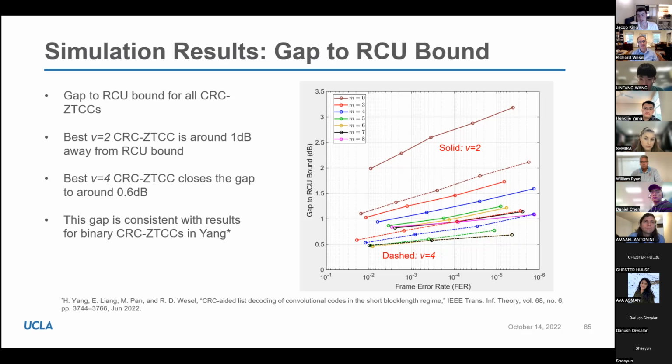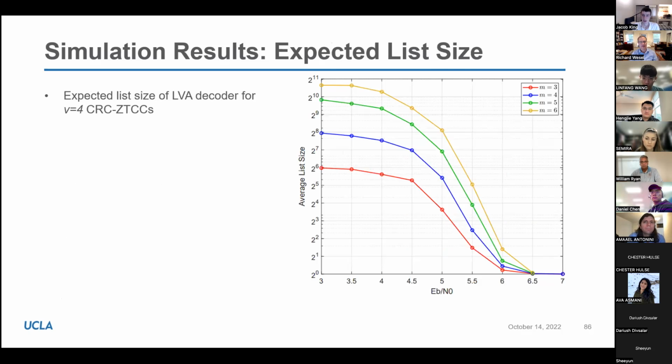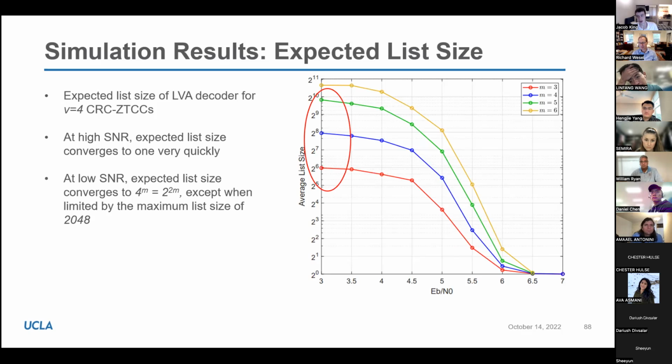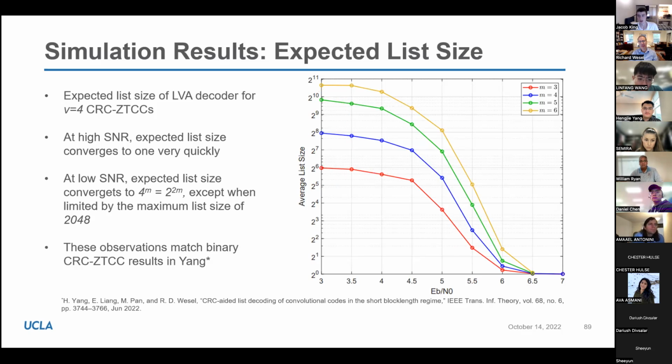This 0.6 dB gap is consistent with results for binary CRC ZTCCs in Yang et al. We also plot the expected list size of the LVA decoder against Eb over N naught for the memory 4 CRC ZTCCs. We see that at high Eb over N naught, the expected list size converges very quickly to 1. In addition, at low Eb over N naught, the expected list size converges to 4 to the power M, except for the case where we are limited by our maximum list size of 2048. These results also match the results for binary CRC ZTCCs in Yang.